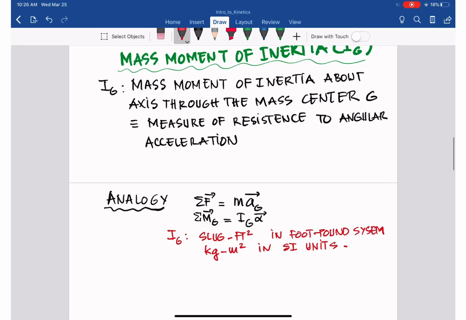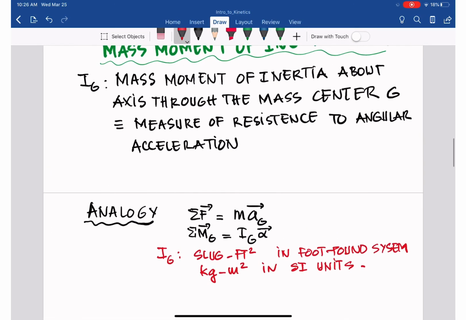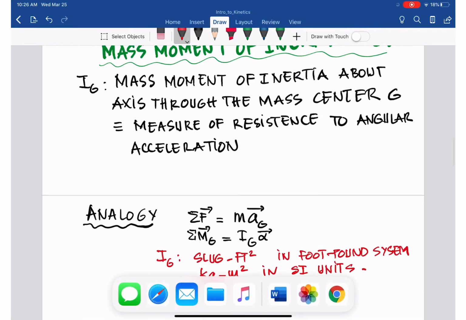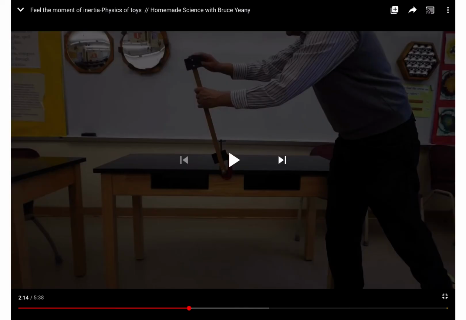So now I want to show you why it's resistant to the angular acceleration with a short YouTube video of 1 minute. Demonstration about why Ig, the mass moment of inertia, resists the angular acceleration, as you can see there.